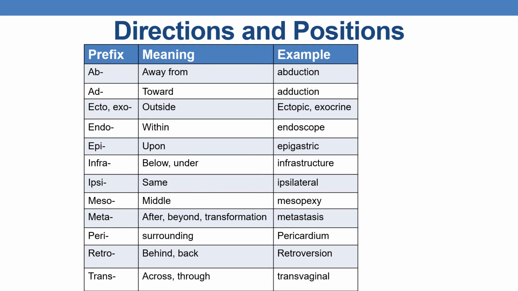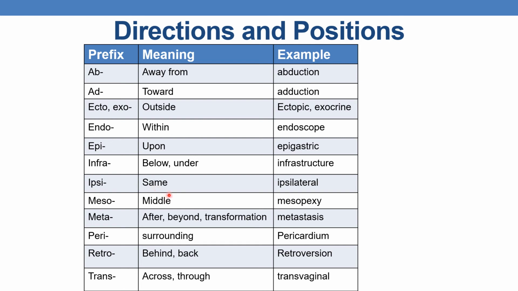Coming to the prefixes of directions and positions. Ab means away from. Example: abduction. Ad means towards. Example: adduction. Ecto or exo means outside. Example: ectopic, exocrine. Endo means within. Endocrine, endoscope. Epi means upon. Epigastric, epidermis. Next, infra. Infra means below or under. Infrastructure.